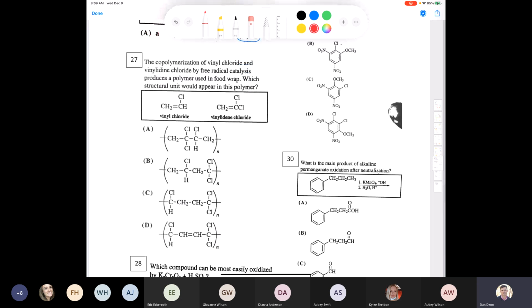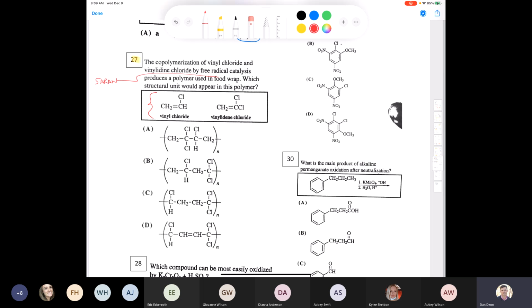Okay, question 27 is another polymers question. It says the copolymerization of vinyl chloride and vinylidene chloride, and the structures are shown here. You don't have to memorize the structures of vinyl chloride or vinylidene chloride. By free radical catalysis it produces a polymer used in food wrap. You can probably guess where we're going with this, right? You remember that we talked about Saran, which is the name of a polymer, and it's marketed as Saran Wrap or plastic wrap if it's generic.